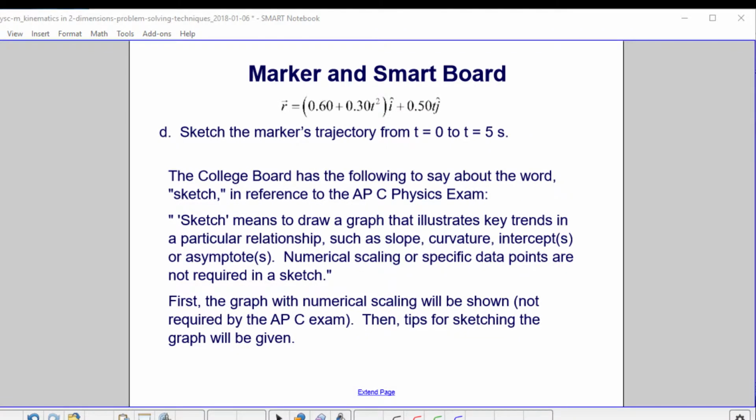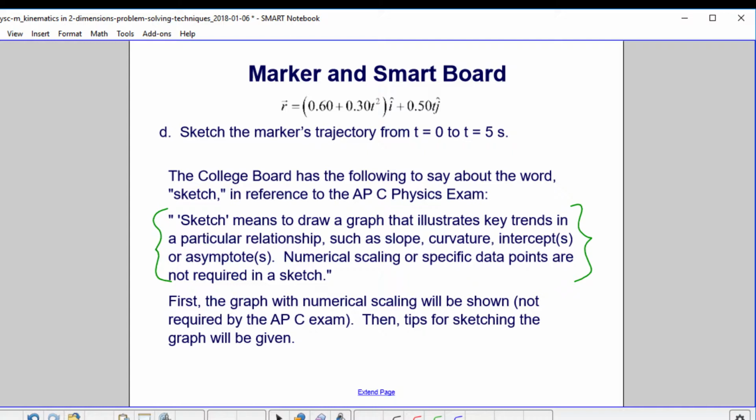Sketch the marker's trajectory from t equals 0 to t equals 5 seconds. First, let's take a step back. What does the College Board mean when they say sketch on their exam? Well, here's a direct quote from their website. Sketch means to draw a graph that illustrates key trends in a particular relationship, such as slope, curvature, intercepts, or asymptotes. Numerical scaling or specific data points are not required.